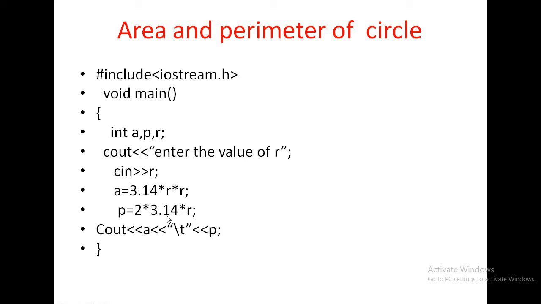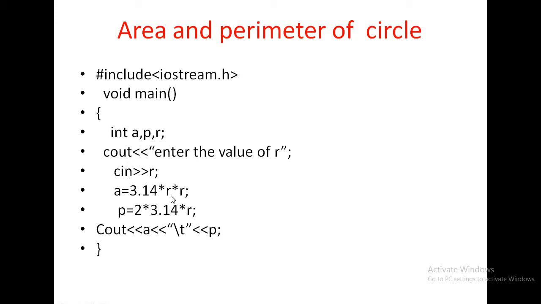So the variables are A, P, R. I am taking int A, P, R. But see, 3.14 is a float value. A float value multiplied by an integer number gives a float result. But A is an integer, so the result is stored as an integer value. But if you take float A, P, R, that is also correct, and the result comes in float values. So you can take integer or float, no matter.